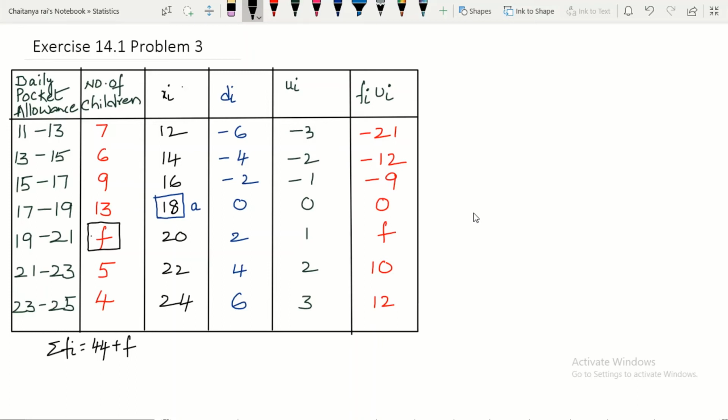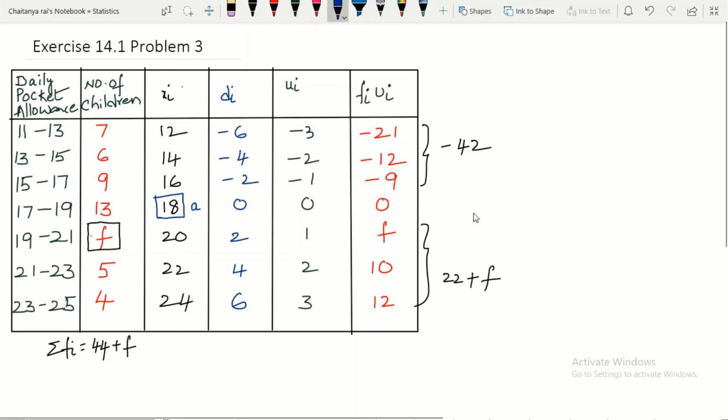Similarly, here I am going to add all the negative values. That becomes minus 42. In the positive values, we have one variable also. Excluding that, I add these two numbers and get 22, and to the same I add this variable f. Now I have to simplify this one. Sigma fi ui is minus 42 plus 22, which gives minus 20, plus the variable f.